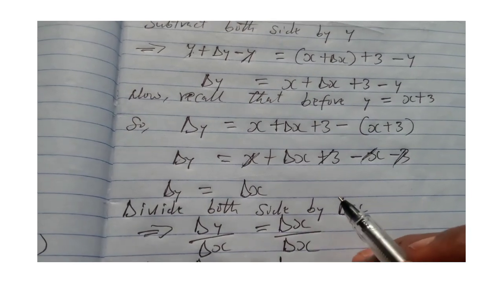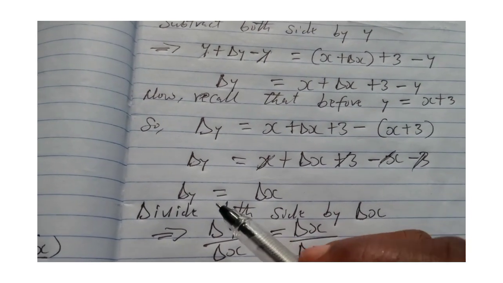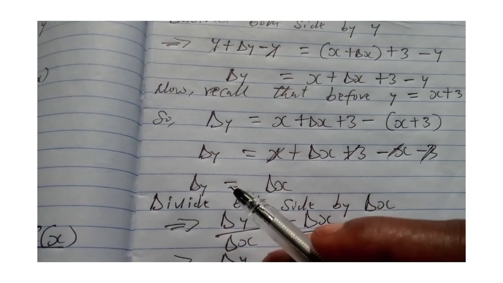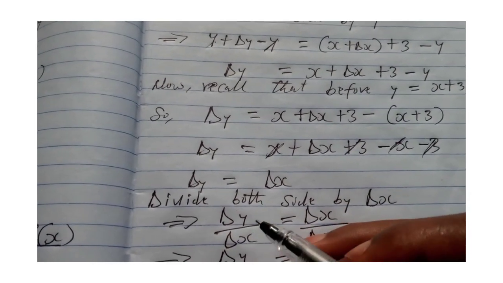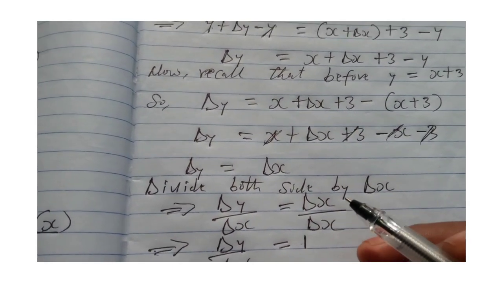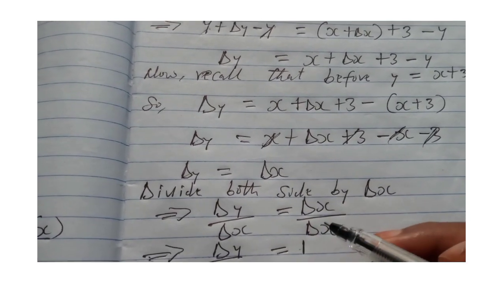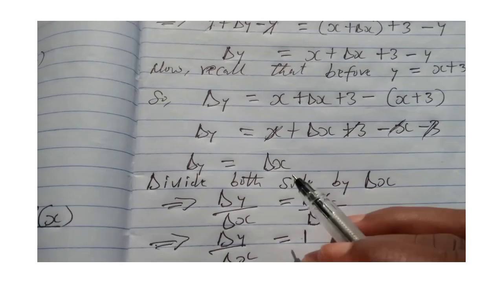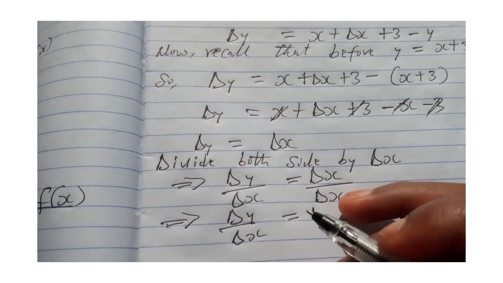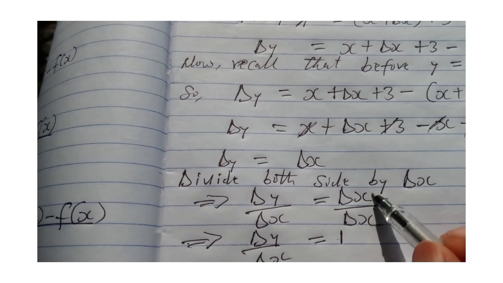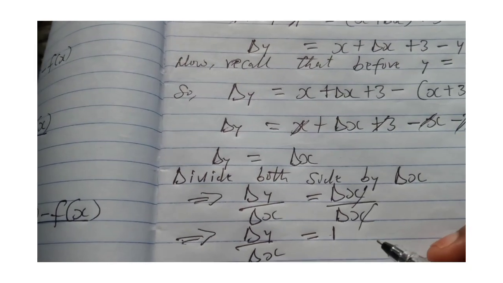Now we divide both sides by dx, because we want our left hand side to be dy over dx. So when we divide by dx, we have dy over dx on our left hand side equals dx over dx, because we have the dx already on our right hand side. It implies that our dy over dx equals what? 1, because dx goes into dx 1 time, so you have 1 here.